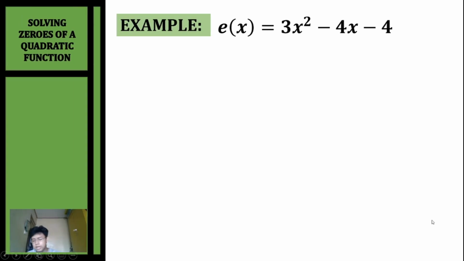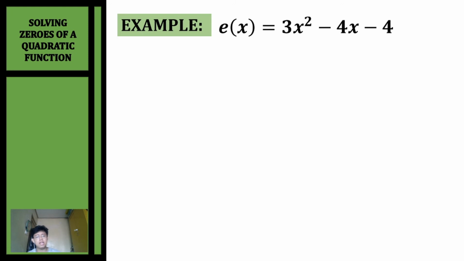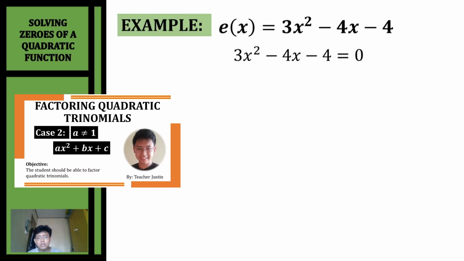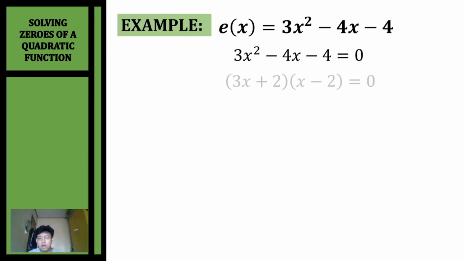Let's have our last example for today. For example, we're going to solve for the zeros of this quadratic function. First step is we're going to change the function notation to 0. So we have 3x squared minus 4x minus 4 is equal to 0. Then we get the factor of our polynomial. To factor our polynomial, we will use factoring quadratic trinomial case number 2. So the factors are the quantity 3x plus 2 times the quantity x minus 2.